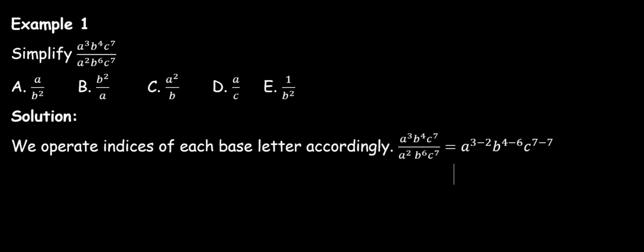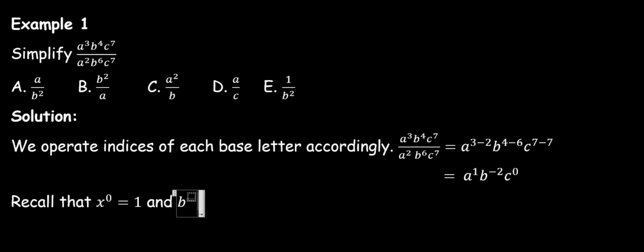And this is equal to, we are now subtracting the powers. In the case of a, it will be raised to power 1. In the case of b, 4 minus 6 will give you minus 2. In the case of c, 7 minus 7 will be equal to 0. So c will be raised to power 0. Recall that x raised to power 0 is equal to 1. And b raised to power minus 2 is equal to 1 over b squared. So our answer will become a over b squared.